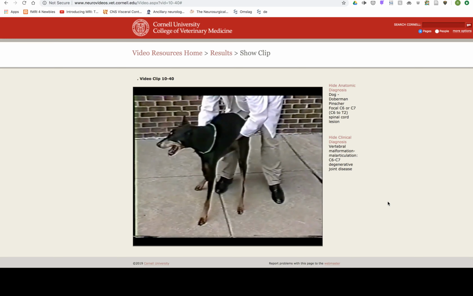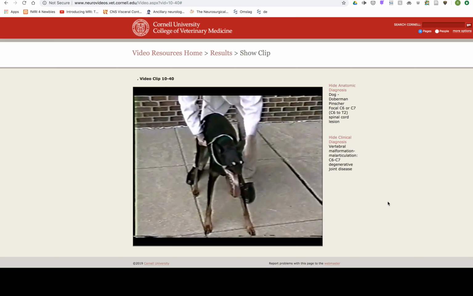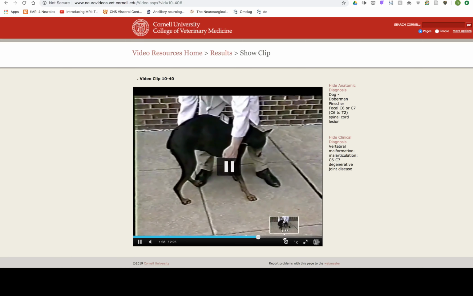Imaging studies are necessary to further define the clinical diagnosis. See the video for radiography and myelography that were performed on Hilda, the dog in this case example. They show the changes described earlier at the C6, C7 articulation and the associated extradural compression of the spinal cord.